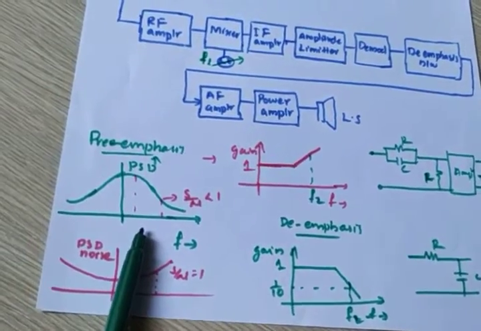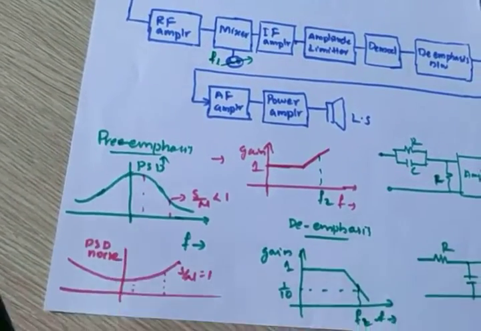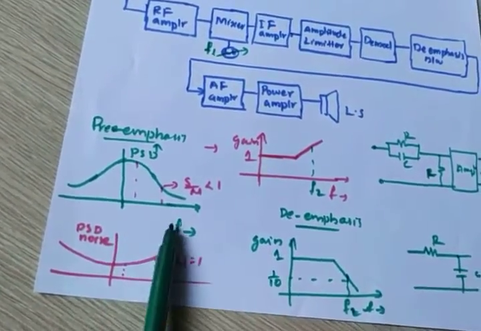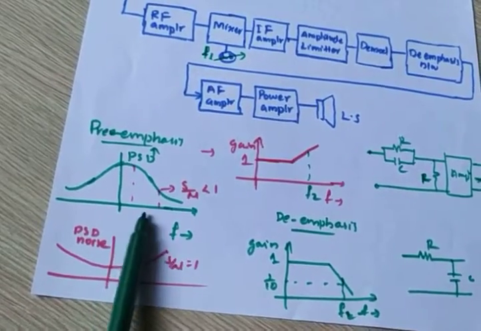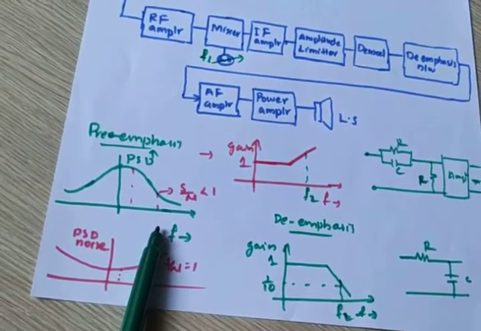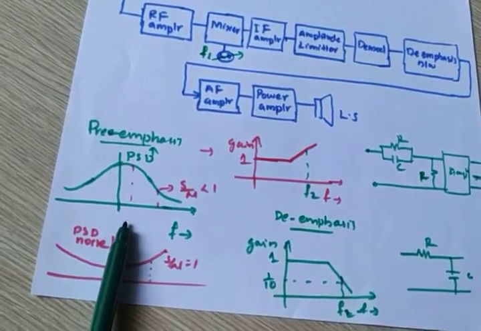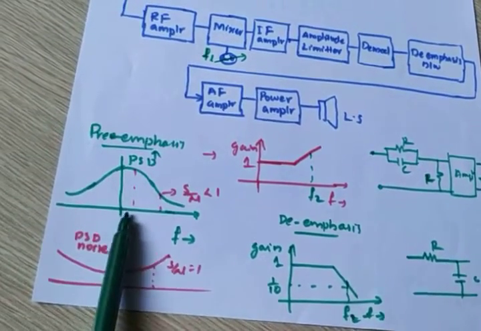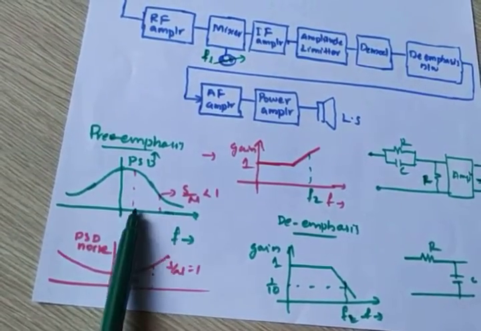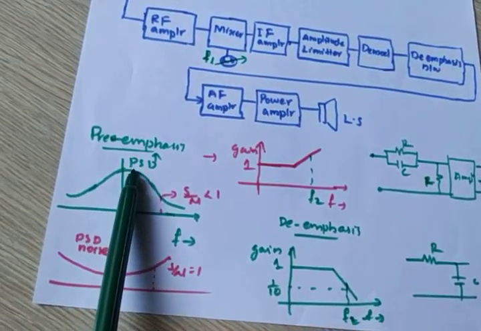Suppose I am using FM. FM means the bandwidth is 200 kilohertz, so a very large frequency range. 88 to 108 megahertz is the broadcasting frequency range. So in that I am sending a very large number of frequencies. So here see the power spectral density.